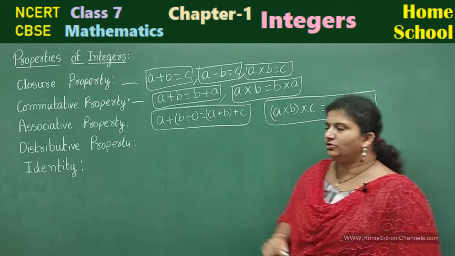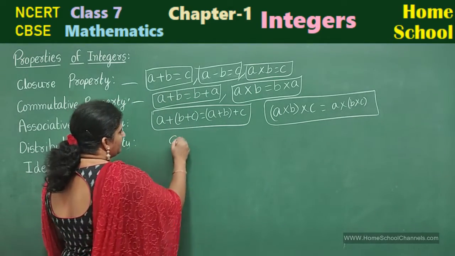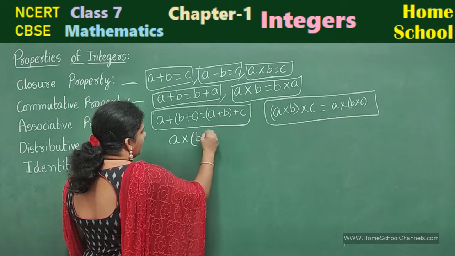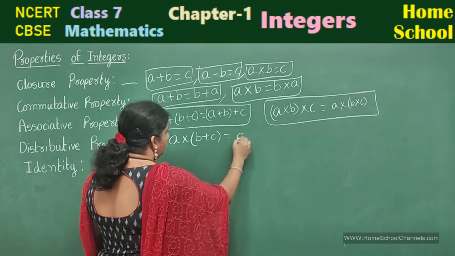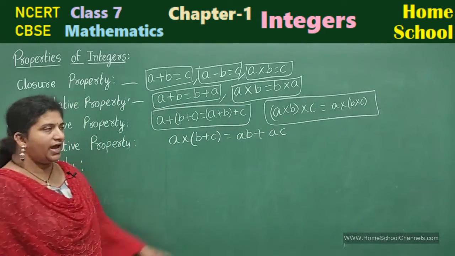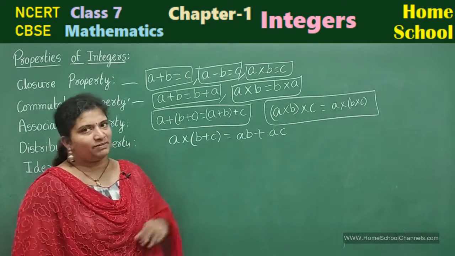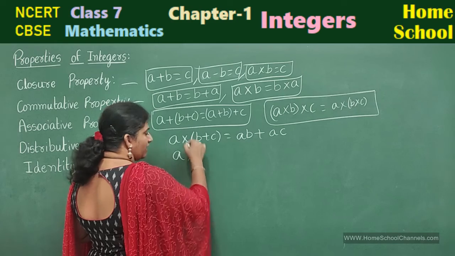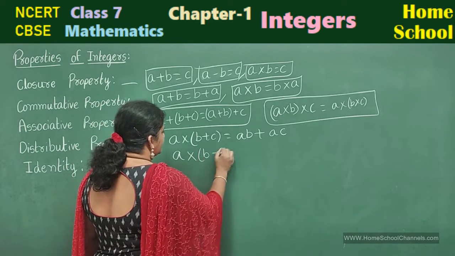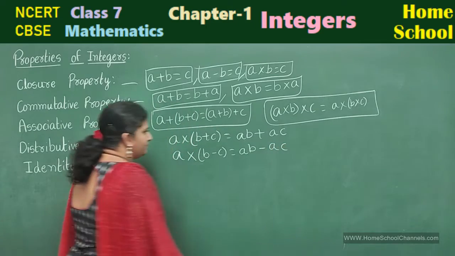Next, coming to the distributive property. In this, we remember a into (b plus c) is equal to ab plus ac. That is a into b plus a into c, or directly you can remember ab plus ac. And one more, a into (b minus c) is equal to ab minus ac.